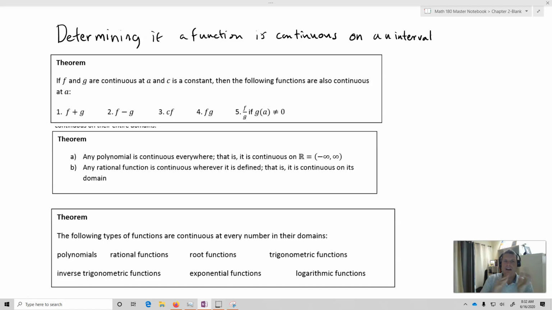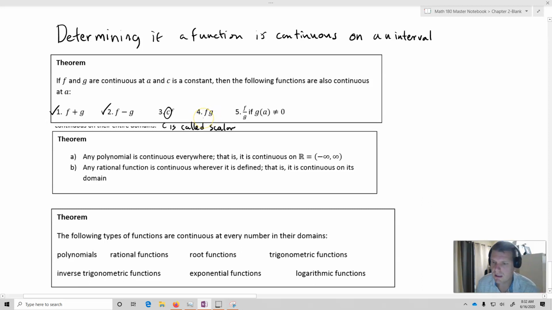So, if f and g are continuous at a, and c is a constant, then the following functions are also continuous at a. Basically, if we know that f and g are continuous, then we know that the addition of them is continuous. We know that the subtraction is continuous. We know that if we multiply by c, which is called a scalar, it's basically just a number that you're multiplying by, a scalar times the function is also continuous.